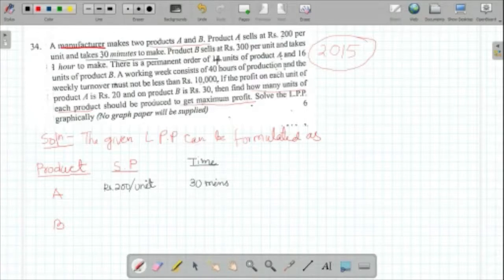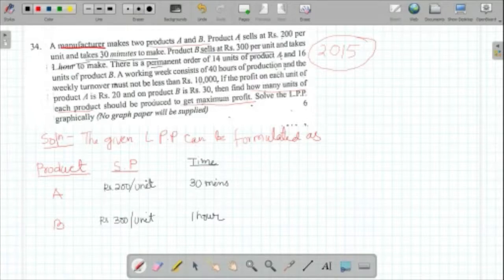Similarly B, the time is given. B sells at 300 per unit. So B selling price is how much? Here, 300 per unit, and takes how many hours? Takes 1 hour. So let's say this is 1 hour. Okay, right? Okay, now see, up to this we have done B.